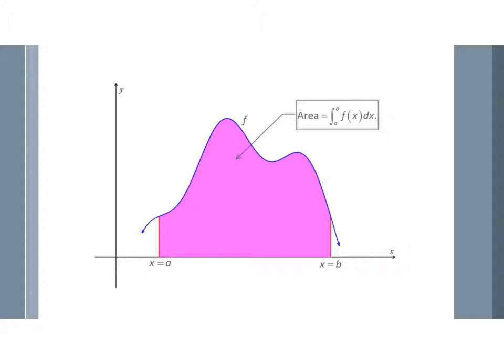So what we're saying is, notice that this function f, this blue curve, is above our x-axis. And we have the line x equals a and x equals b and our x-axis. And so this region has an area that corresponds to the definite integral. Notice the lower limit of integration corresponds to this left boundary. The right boundary corresponds to the upper limit of integration. And our function, f of x, is our integrand.